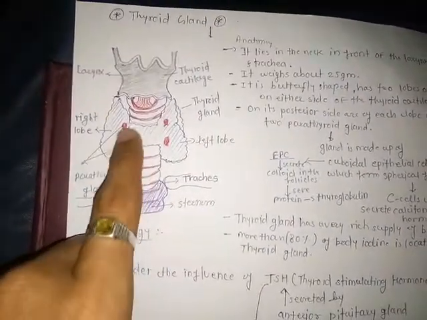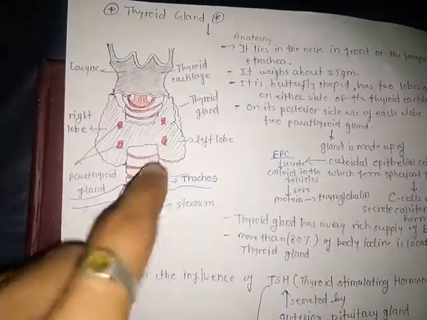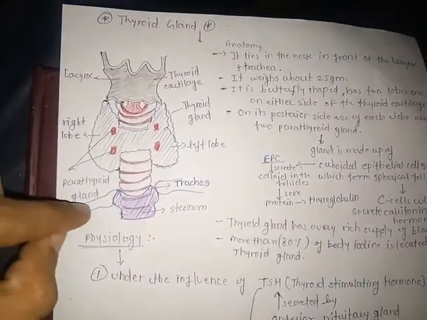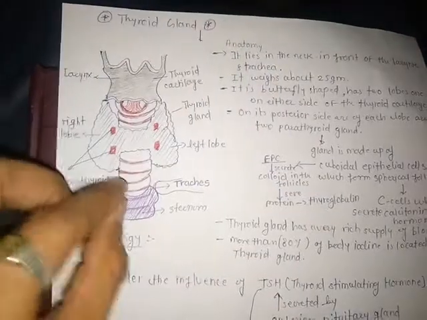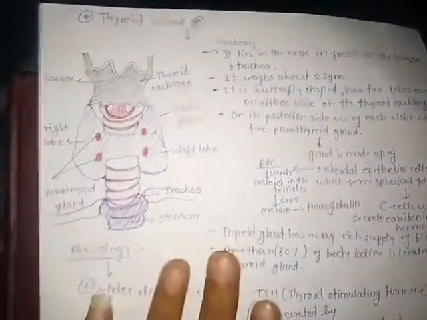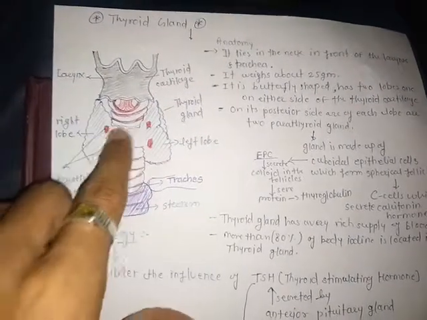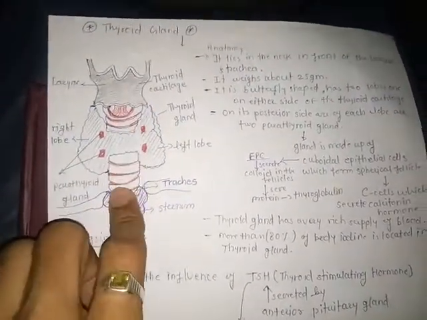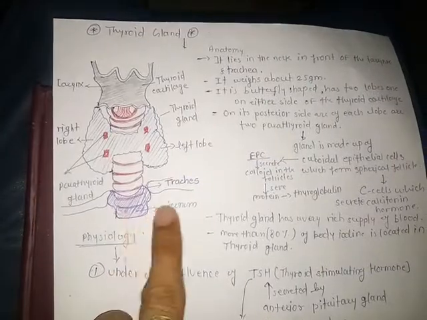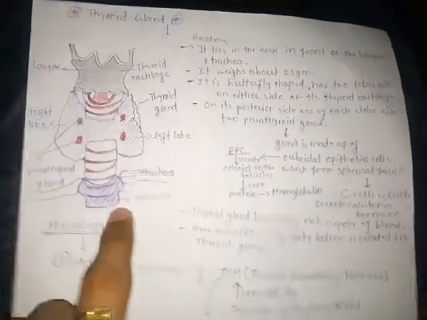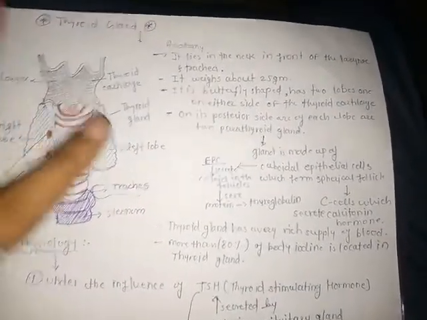Then this red color indicates the parathyroid glands present in both the lobes, right as well as the left lobe. The thyroid gland lies on the trachea, this is the trachea tube, and this is the chest part of the sternum. So this is a simple structure of a thyroid gland.